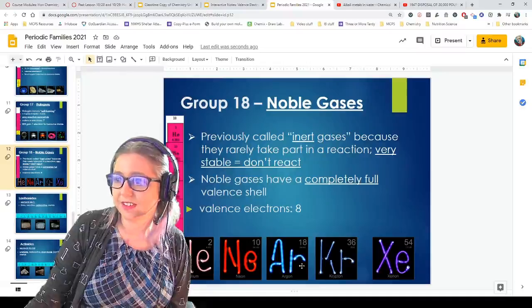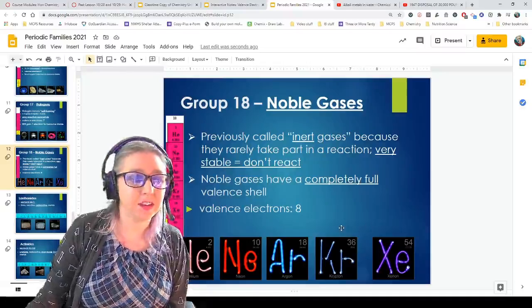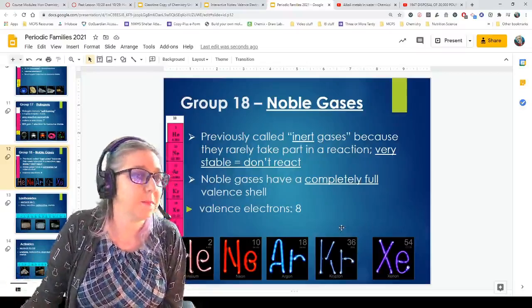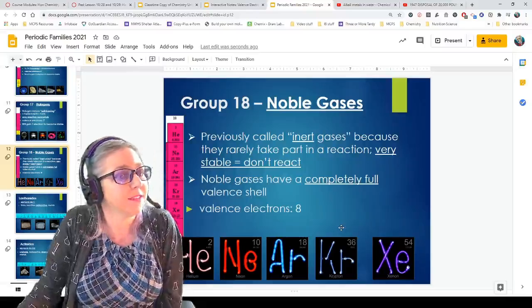And they all exist as gases because they don't need to bond. They don't need to make compounds, so they never make solid compounds. They just exist by themselves as an atom, as a gas.